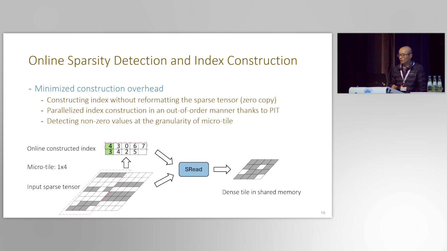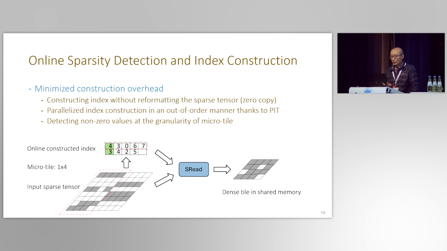The compiled sparse kernel should be coupled with online sparsity detection and index construction. The detection and construction have very low overhead thanks to microtile and permutation invariant transformation. PIT only constructs index without reformatting the sparse tensor, unlike the sparse tensor formats such as CSR, which build their index with reformatted data. The index construction can be fully parallelized in an out-of-order manner thanks to permutation invariant transformation. It detects non-zero values at the granularity of microtiles.